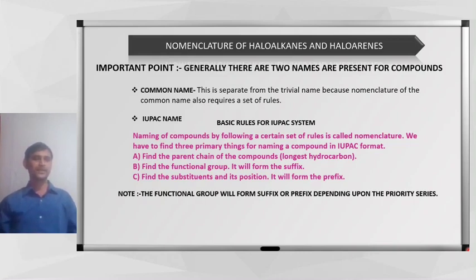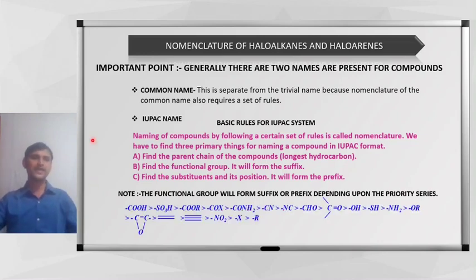Now see, there is a priority order, a very important priority order. We already looked at it in the 11th standard, but see here: the acidic group is first, then the sulfonic group, ester group, acyl group, amide group, cyanide group, NC isocyanide group, aldehyde group, carbonyl group, hydroxyl group, SH group, NH2 group, OR group, COC, that is the ether group.